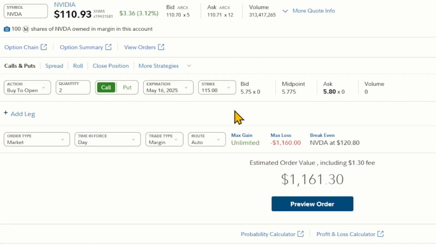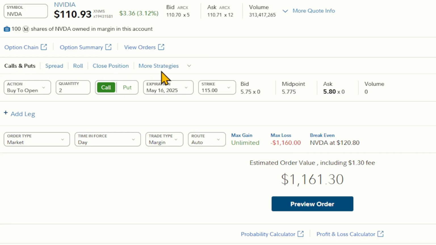So from this setup, you can also see there's an option chain. So you can go there if you want to look at your option Greeks. That's out of the scope of what we're talking about today, but that's where you would find that information. You can also do option summary, which will summarize all your different option trades that you currently have open. And you can view orders as well. Then you have all your different setups here as far as what you can do.